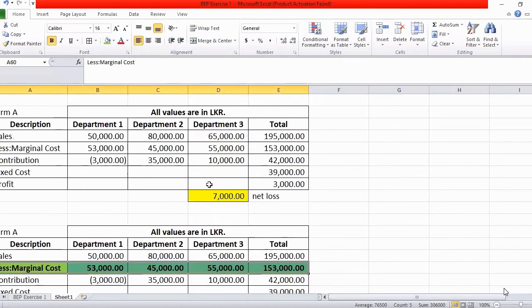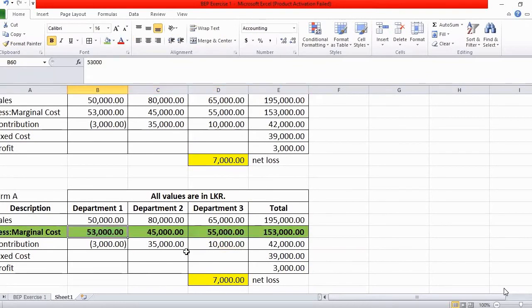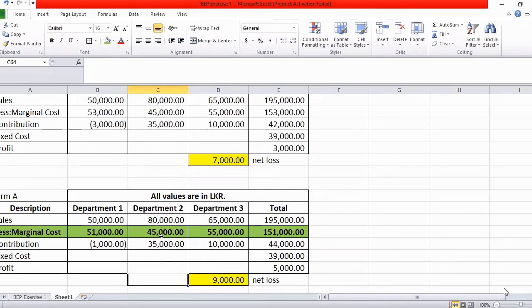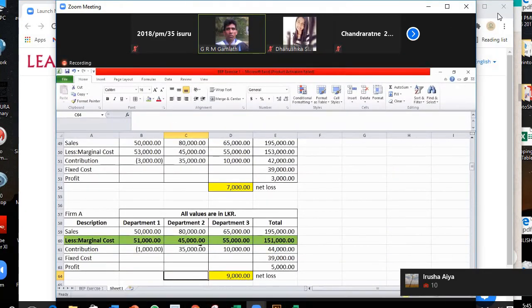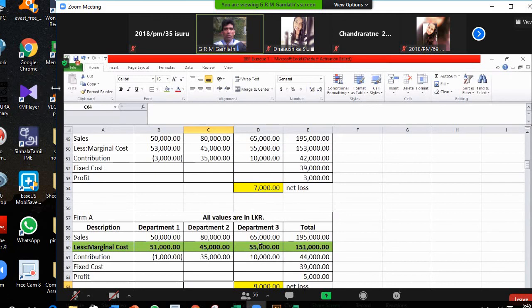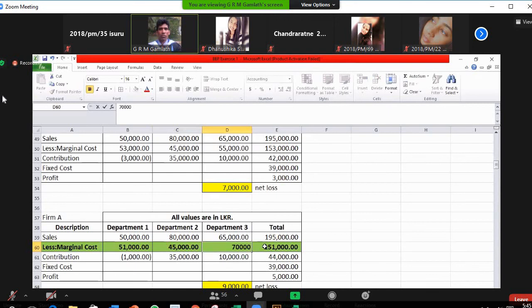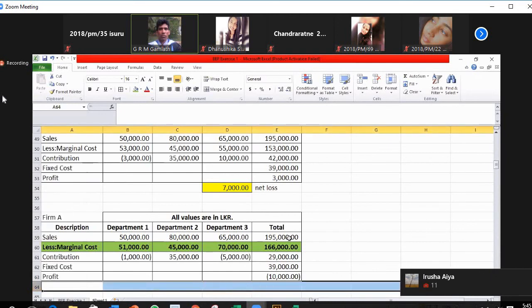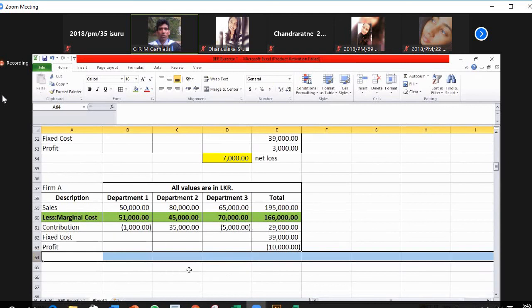Right, in this thing, the marginal cost here is 51,000. Then in here, this is 45,000. And in here, 70,000. Right, 70,000. So what has happened if we change the marginal cost?